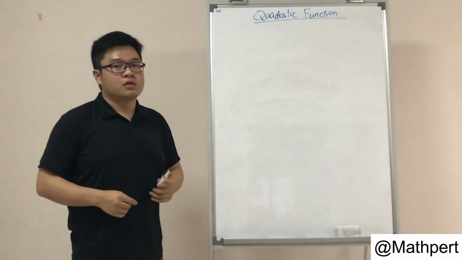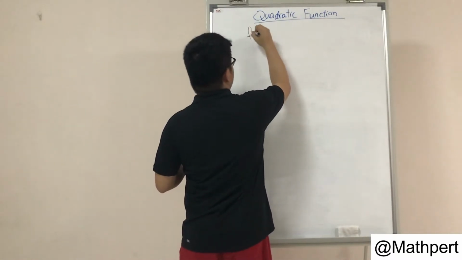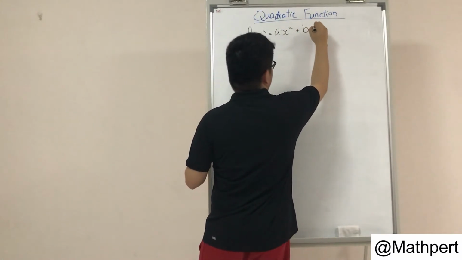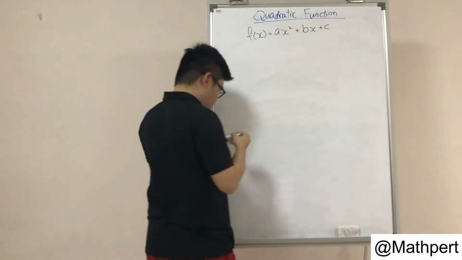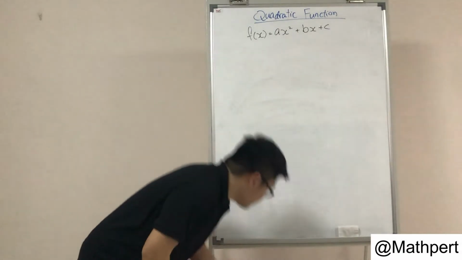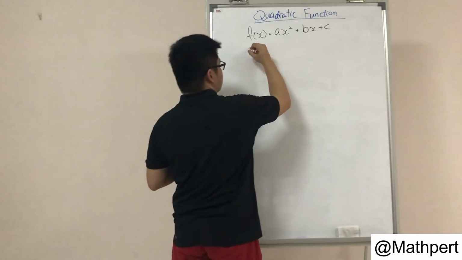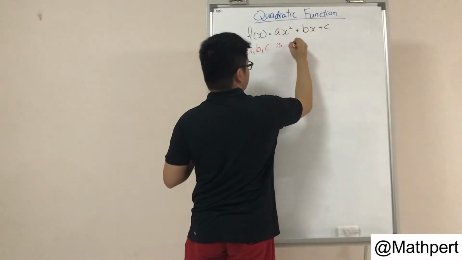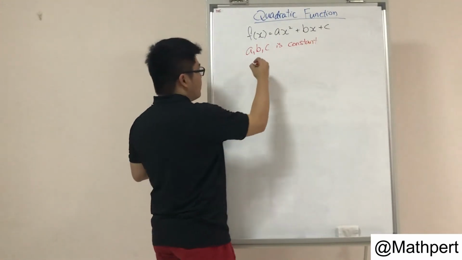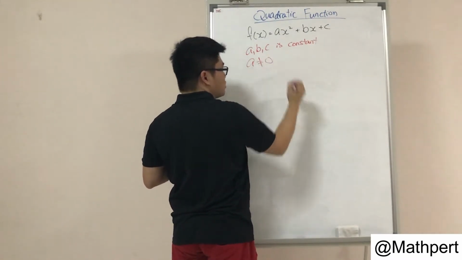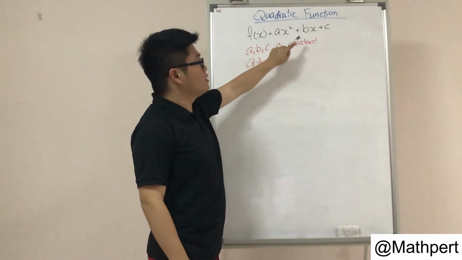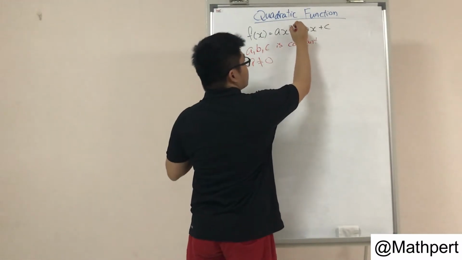Okay, quadratic functions. The general term for a quadratic function is f(x) equals ax squared plus bx plus c. This is the general term for quadratic functions where a, b, c are constants. Then a also does not equal 0. And the maximum power for the variable, in this case x, is 2.